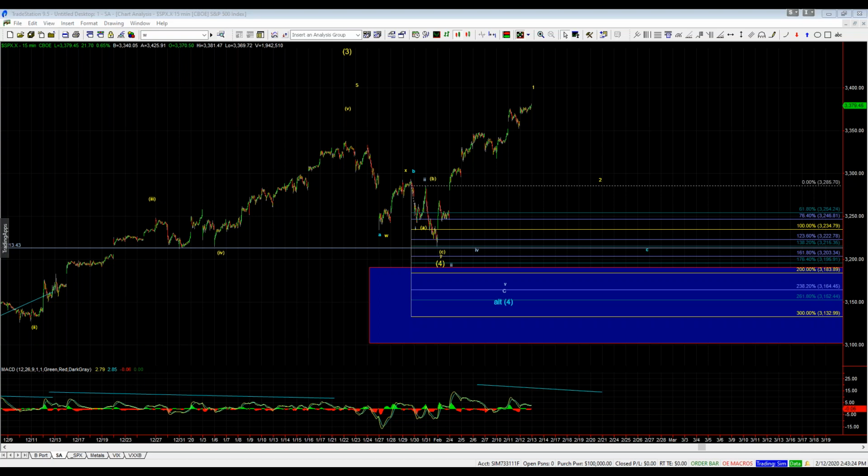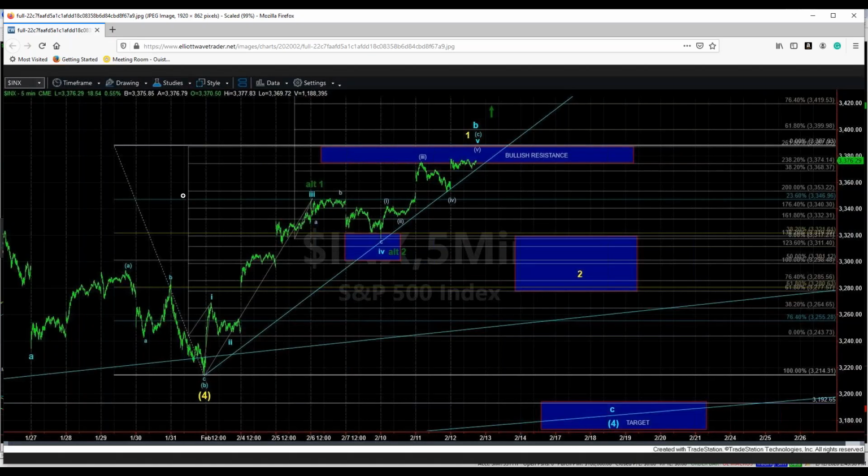$33.87. He has resistance at 33.87, so that's bullish resistance. Moving above that. Okay, so let me go over this on Avi's chart here, so we're all on the same page. Okay, so this is Avi's chart. So the question: Avi has a blue box at 33.87, so that's bullish resistance.